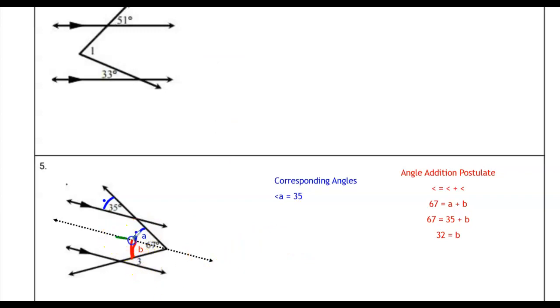So I'm going to use one more relationship that I know, and it's my old standby. It's that Z theorem, otherwise known as alternate interior angles, which means that angle B and angle 3 are congruent to each other. So hopefully you saw how easy it was to set up these equations by knowing the relationships. First I identified corresponding angles, then I identified the angle addition postulate, and then finally I was able to use alternate interior angles to find what I was looking for.